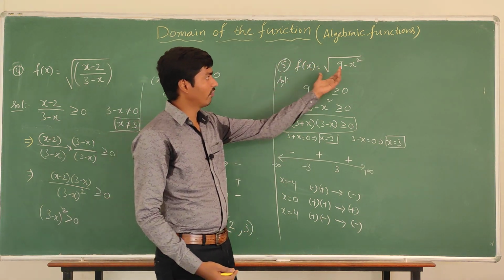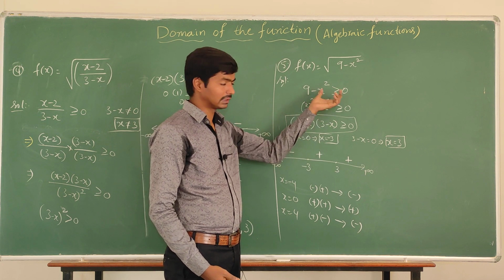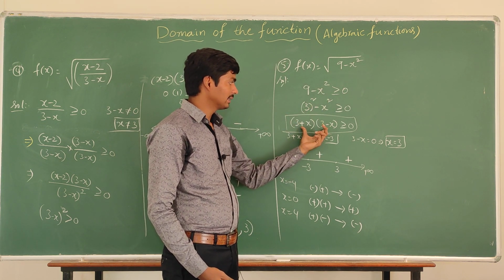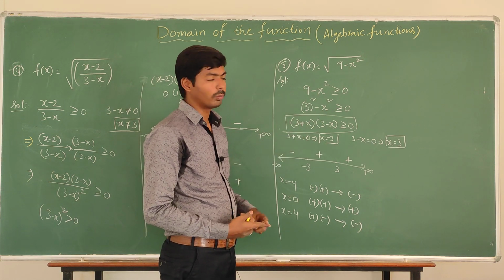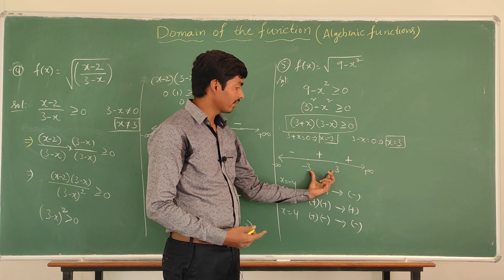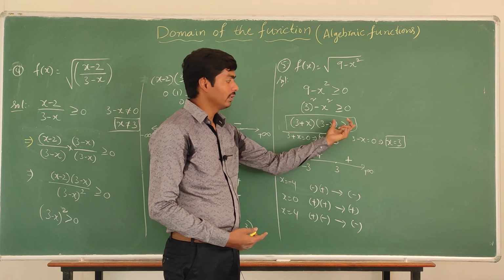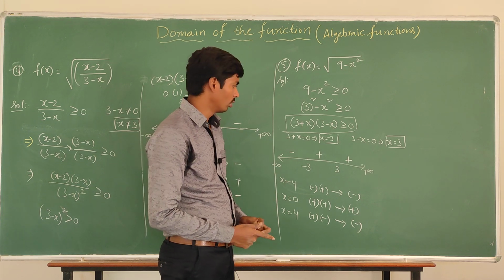So in order to define this function, this value should be greater than or equal to 0. 9 minus x square, nothing but 3 plus x into 3 minus x, should be greater than or equal to 0, meaning positive. For x values lying in this interval only, my product will be positive or equal to 0.